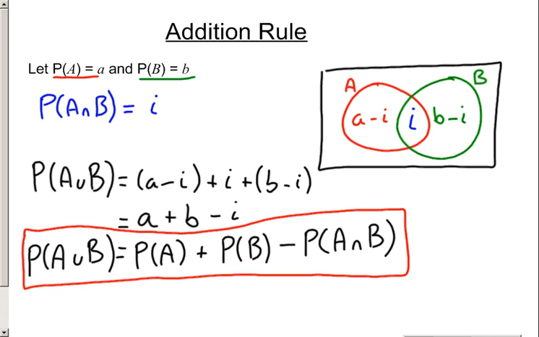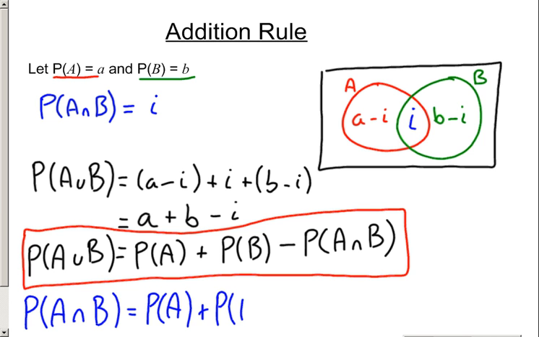We can rearrange this formula and get a slightly different version, which is the probability of A intersect B is equal to the probability of A plus the probability of B minus the probability of A union B, just by rearranging those. Sometimes that one might be more useful.